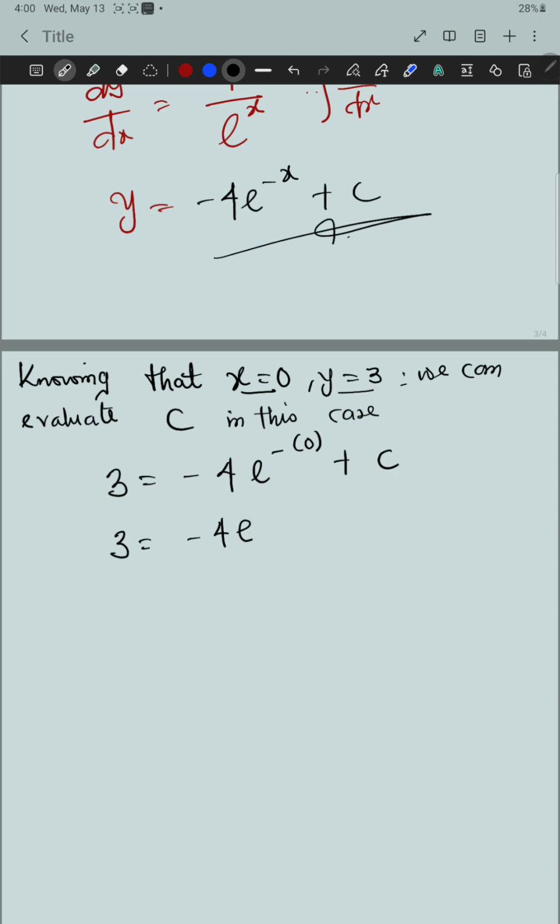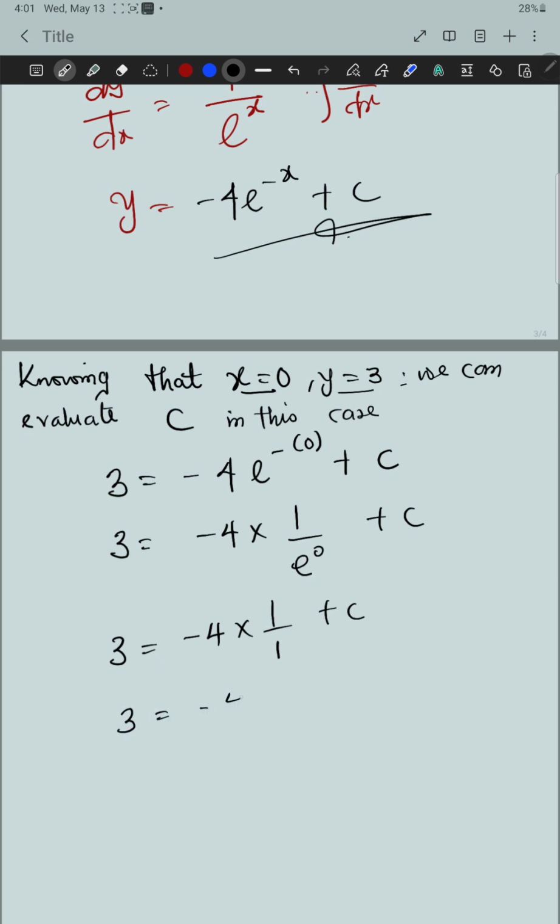Good. All right. So from this point, let's put into consideration the laws of indices. So let's keep it this way. We have minus 4 e to the power of 0. So this can become minus 4 multiplied by 1 over e raised to the power 0 plus c. Okay. So we have 3 is equal to minus 4 times 1 over, the laws of indices say e raised to the power 0 should be 1, plus c.